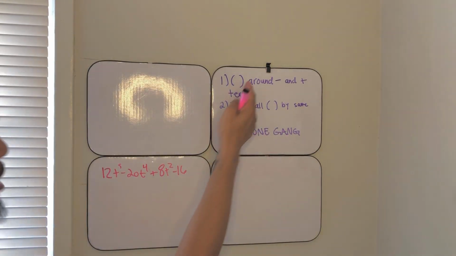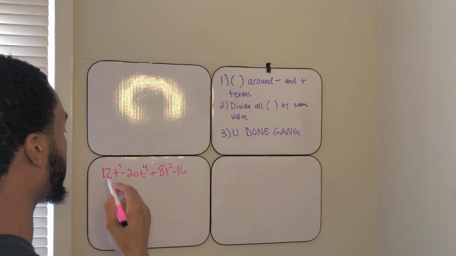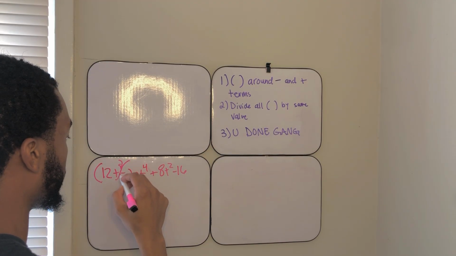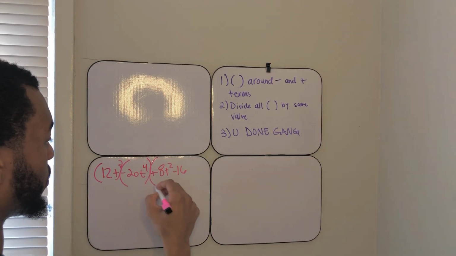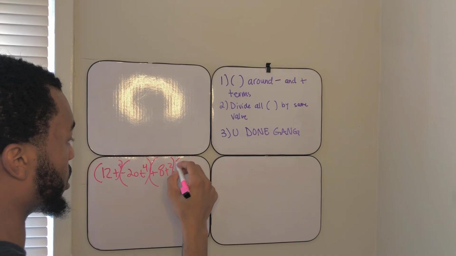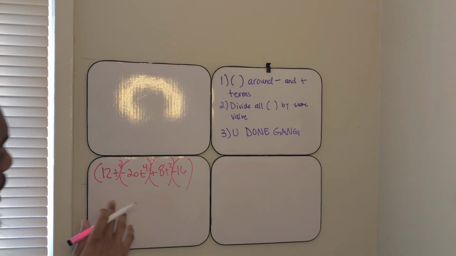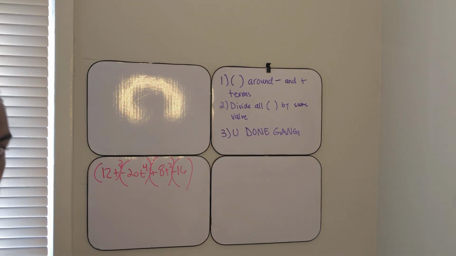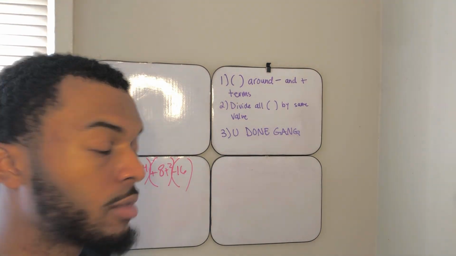Going by the example, the first thing we're going to do is put parentheses around all the negative and positive terms. So 12t to the fifth, negative 20t to the fourth, positive 8t squared, and negative 16. Now that we have the parentheses around it, we divide all of these by the same number, as much as we can.